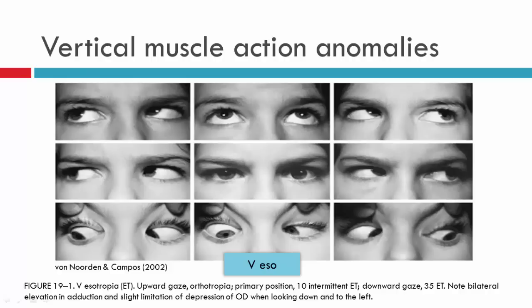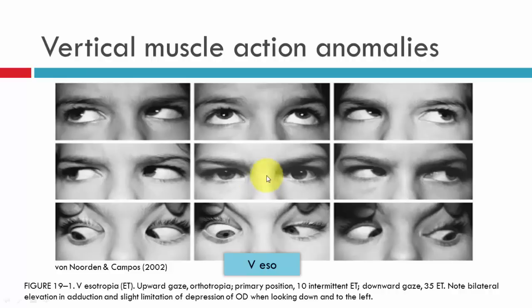So let's start off with identifying what alphabet pattern this patient has. In primary position we can see an esotropia. And then when we take the patient into upgaze, there is a reduction in the esotropia, and when we take the patient into downgaze, there's an increase in the esotropia. So we have a V pattern, a V pattern ESO. Let's now progress to assessing ocular movements as we would using the H pattern.